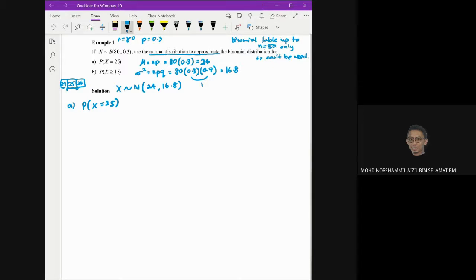So starting from? Guys? 24.5 to 25.5. 24.5 to 25.5. Is that okay? Boleh tak? Macam ni. Kita tulis macam ni. Continuity correction. CC. Nampak tu? Is it okay?